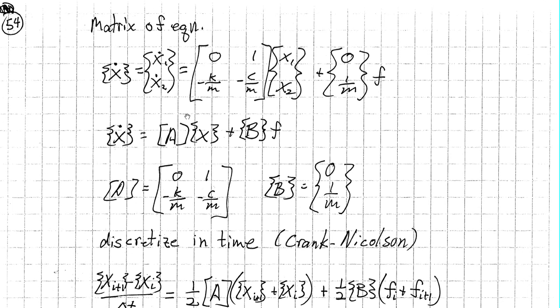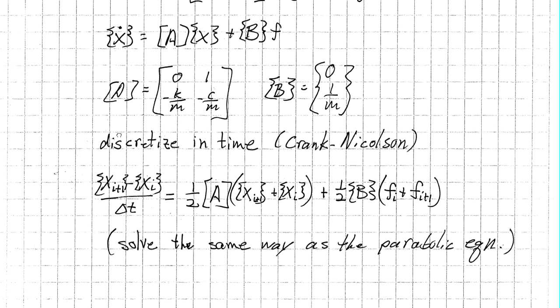So we can put this in a matrix form. This vector is just x1, x2. Your A matrix looks like this. Here's your B matrix. Here's the state space form you may have seen in classes such as controls or dynamics. And then we can discretize it. So here you can discretize this in time using Crank-Nicholson, similar to the parabolic equation, except here you have harmonics.